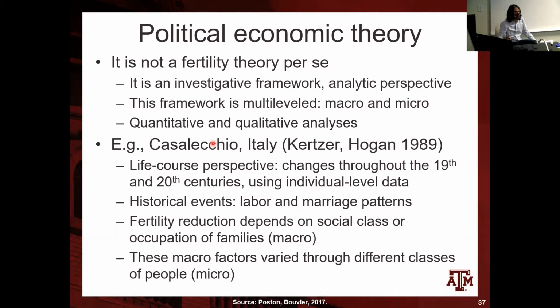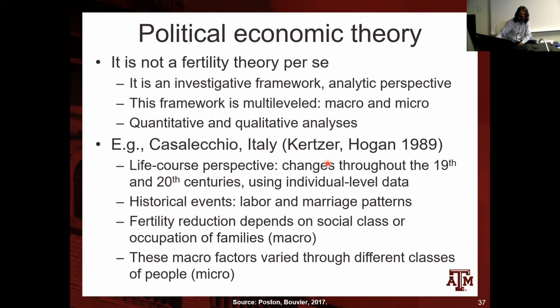The problem about this is that it's really expensive to collect all these different kinds of data, qualitative and quantitative, at the aggregate level, at the micro level, at the individual level. It's expensive to get all that. But there are some examples in which we can collect data from all different sources. But of course, we start to focus more on specific areas. The example that's given in the textbook is this community, Casalecchio in Italy, in which these researchers were able to analyze this life course perspective, the changes that were going on in this community throughout the 19th and 20th centuries.